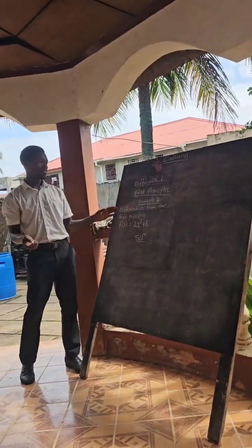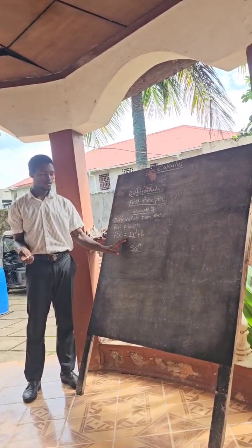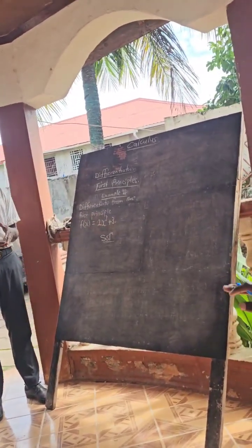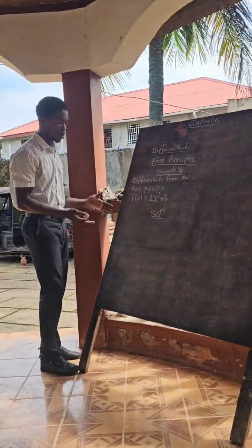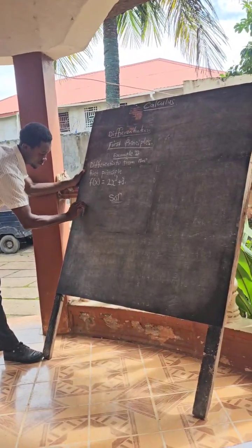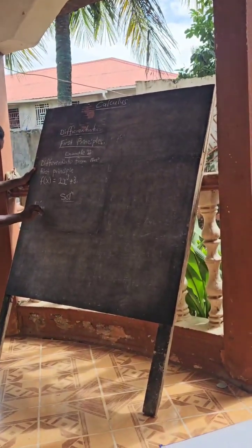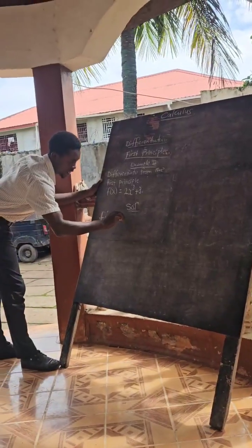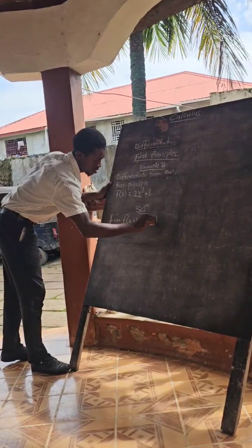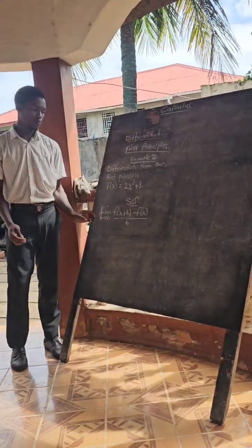So we said we are to differentiate from the first principle, f of x equals 2x cubed plus 3. Now, using the first principle, if we go with the formula method, it says the limit as h approaches 0 of f of x plus h minus f of x all upon h. But because the expression is too big, we're going to break it down.